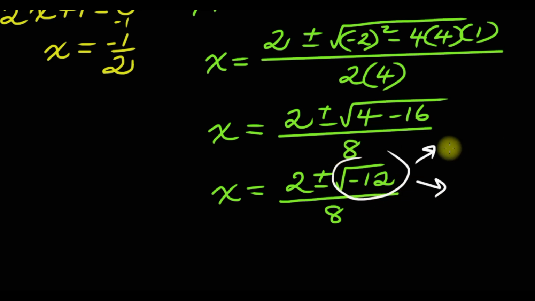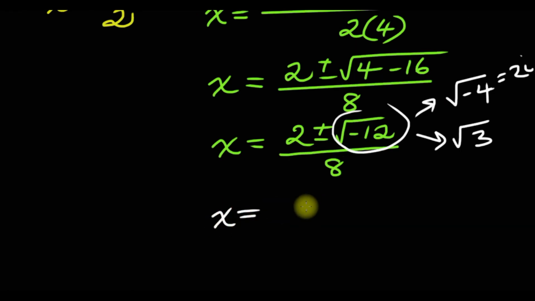Okay, so we break this up into the square root of negative 4 times the square root of 3. And then the square root of negative 4 is going to be 2i. And then the square root of 3 stays the same. x is 2 plus or minus 2i square root of 3 all over 8.